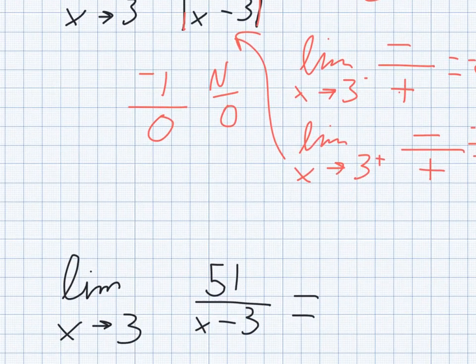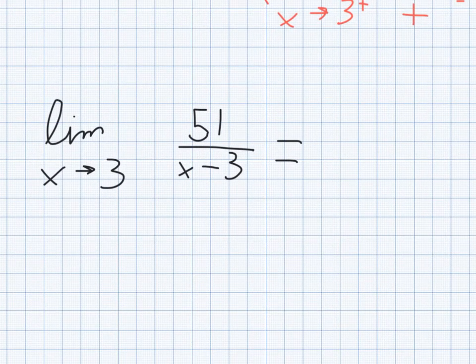All right, one more to check out here. The limit as x approaches 3 of 51 divided by x minus 3. Okay, so first we're going to plug in 3. When we plug in 3, the numerator is 51, and the denominator is 0. 51 over 0, some non-zero number over 0, means that we're going to get an asymptote on the graph, and all we have to do is figure out from the left and right, are we going to the same spot?